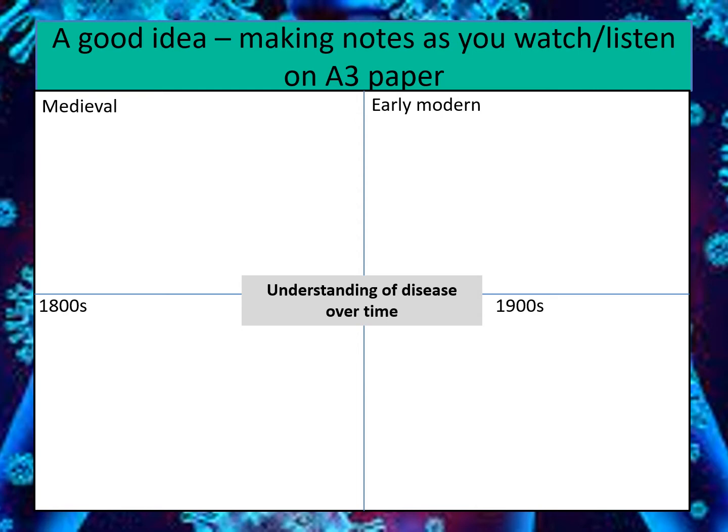Another good idea for when you're actually watching this video is to make some notes about the understanding of disease over time and condensing it down onto one A3 sheet of paper. So you might want to divide it into 4 and have the 4 time periods written on it, and then make sure you're not writing down everything from this video in the information sheets, but you're really trying to be concise and trying to make sure that you're just filtering it down into the absolute key points for each of those time periods.